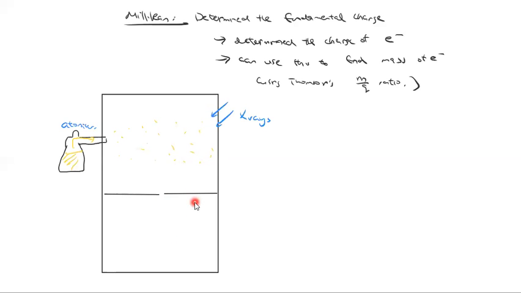And then, once they get through here, what we basically do is we apply an electric field. So we can apply a positive side to this side and a negative side to this side. And basically, the oil droplets become negatively charged.